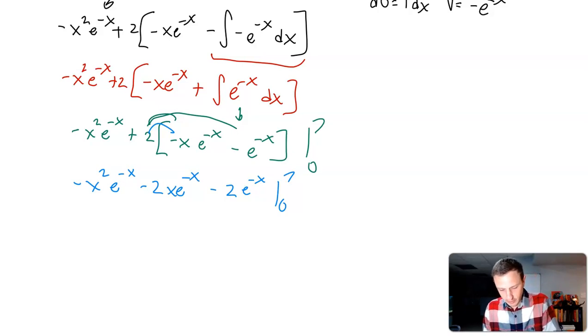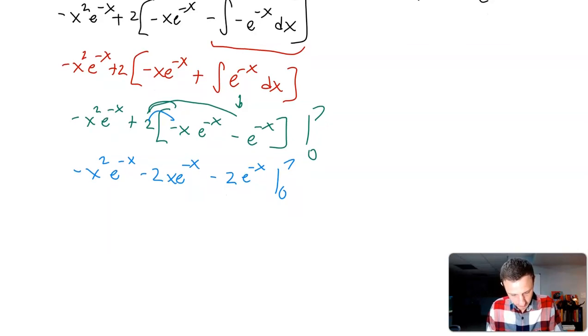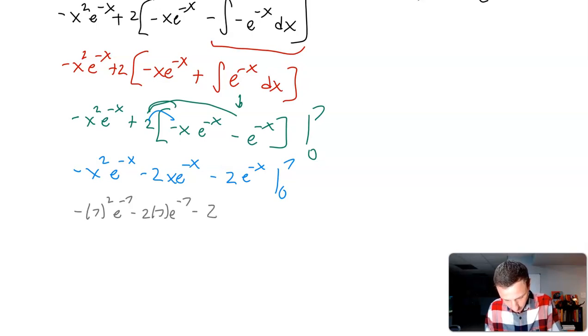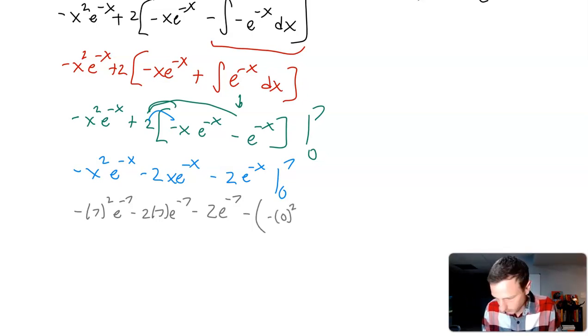Now you want to plug in 7, plug in 0, and really be careful from there. So we're going to have negative 7 squared e to the negative 7 minus 2 times 7 e to the negative 7 minus 2 e to the negative 7, minus, now plug in 0, negative 0 squared e to the negative 0 minus 2 times 0 e to the negative 0 minus 2 e to the negative 0.